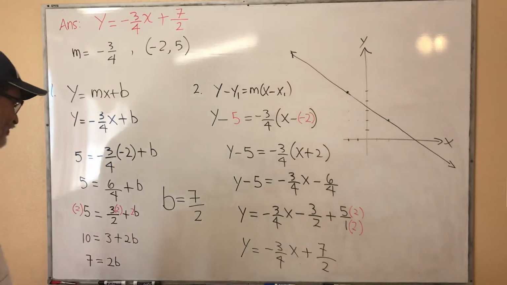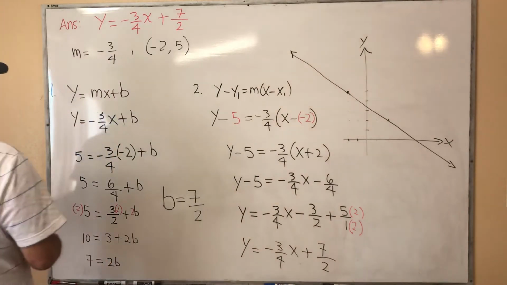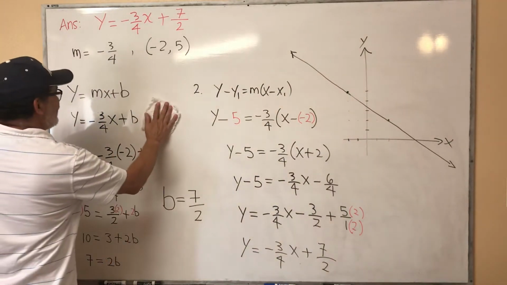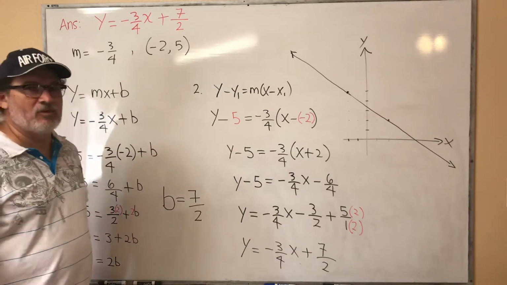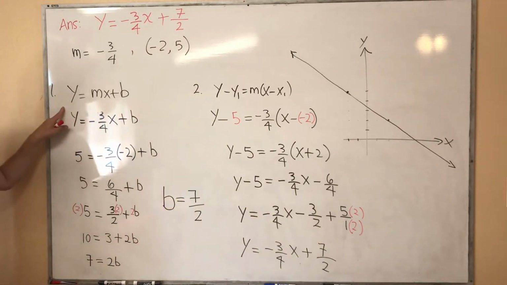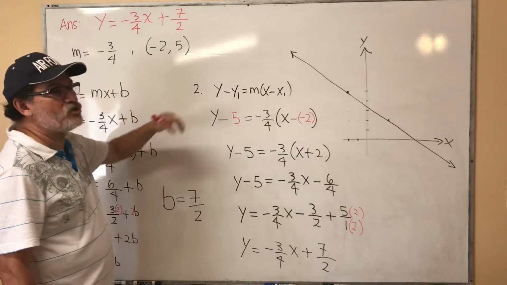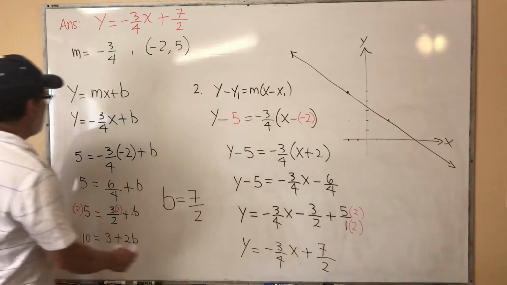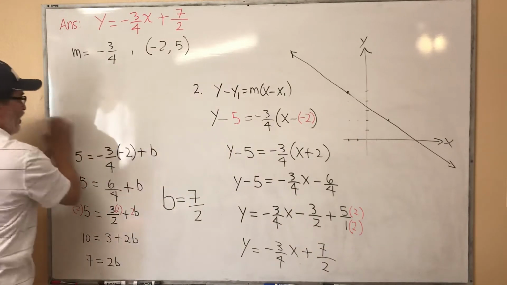Okay? Now sometimes, okay, for the next few problems, I'm going to use this method. Although you can still use the other method, okay? But this method is used more as you continue. Okay? All right, so let's find another equation of the line.